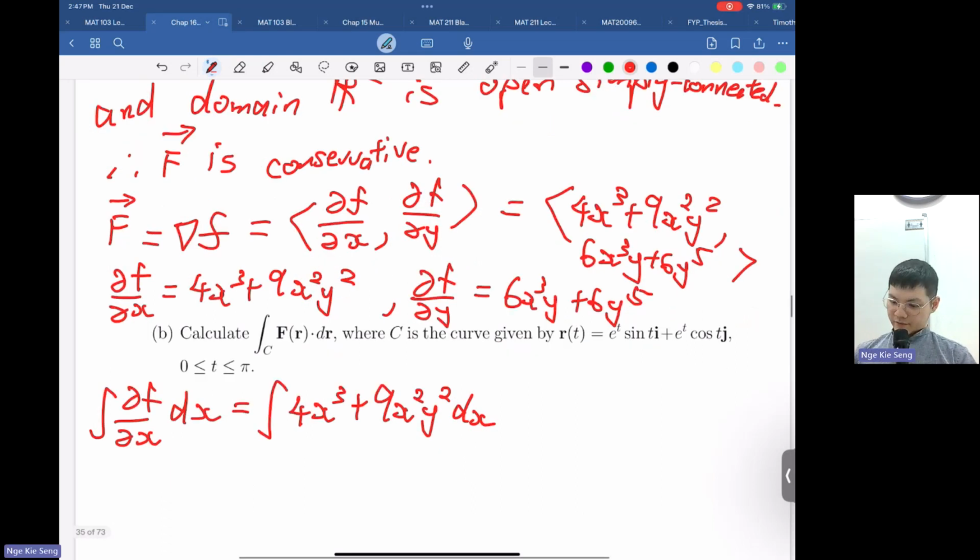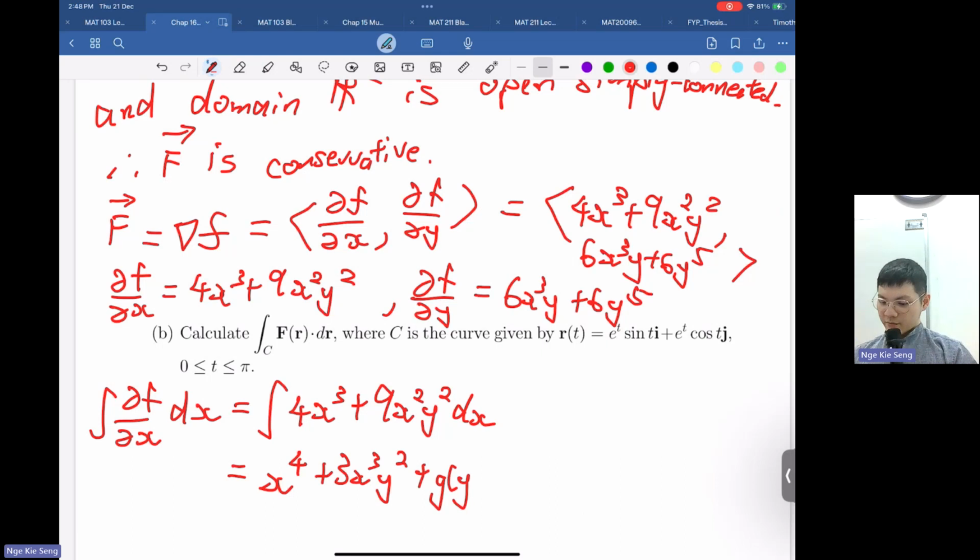So what do I get? I get x to the power 4 plus 3x cubed y squared, plus some constant. And this constant could be a function in y, because remember, if you differentiate this function with respect to x, all the y will disappear. So maybe you have some y involved in this function here. Does it make sense?